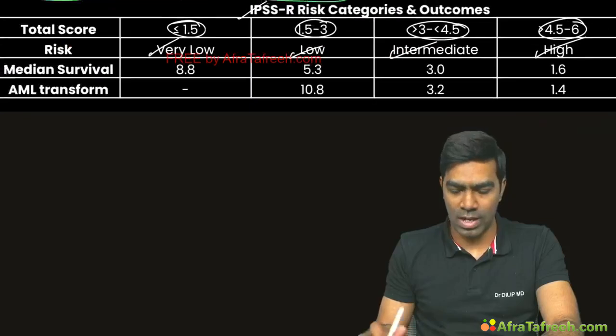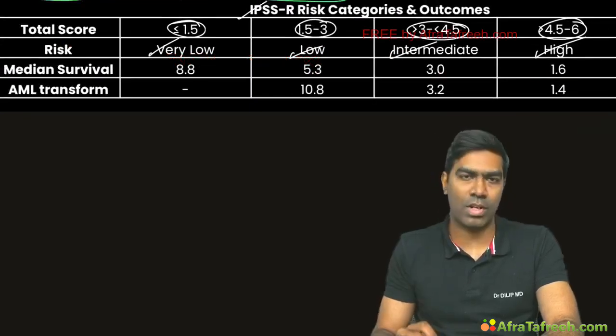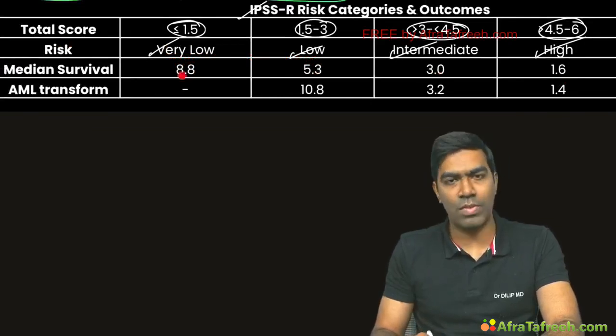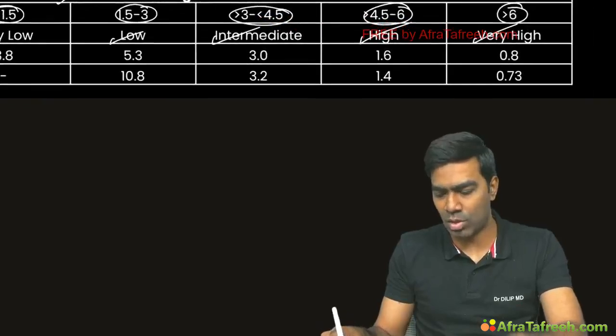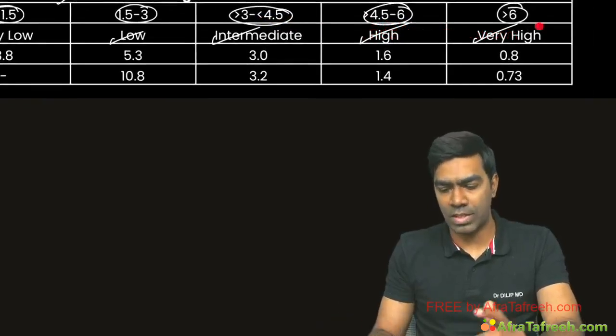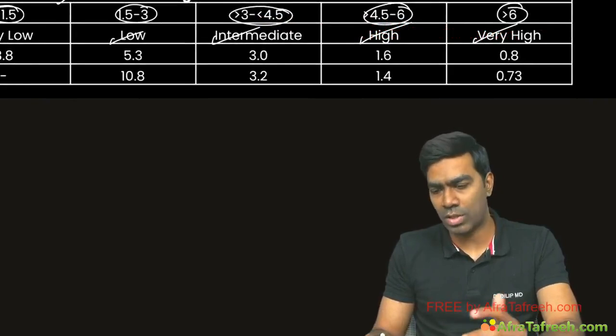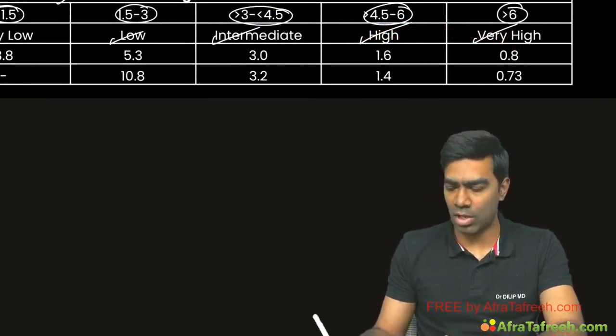You can notice that as the risk category increases, the median survival keeps on decreasing. For example, if the patient belongs to a very low risk group, then the median survival is 8.8 years, which means almost a decade. But if the risk category is very high, with a score of more than 6, then the median survival is not even a year.